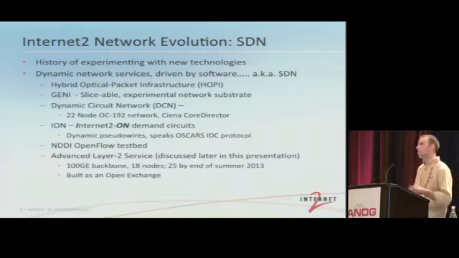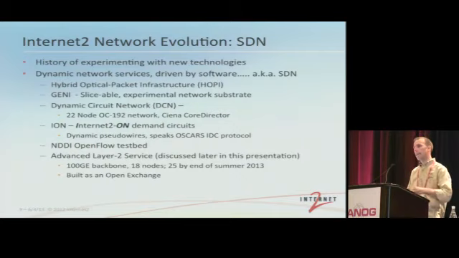The first Internet2 network that we built that was sort of SDN was a 22-node Ciena CoreDirector network that we built on OC192 rings throughout the country. This is on the Infinera substrate. And it was programmable in that you could dial up circuits on demand, OC12s if you wanted, and just build on-demand guaranteed capacity across the country between researchers.